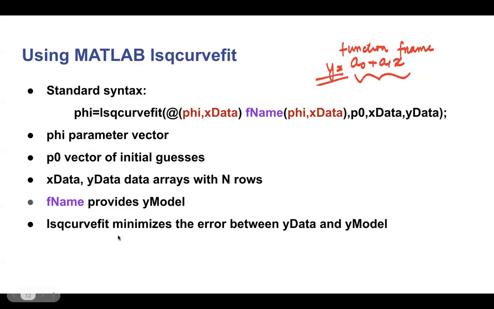Okay, lsqcurvefit, what does it internally do? It minimizes the error between your Y data and your model function. Whatever the user gives, and the model function, it will try to minimize the error. Okay, just like you do for the method of linear least squares. So let's try to do the same problem using lsqcurvefit.